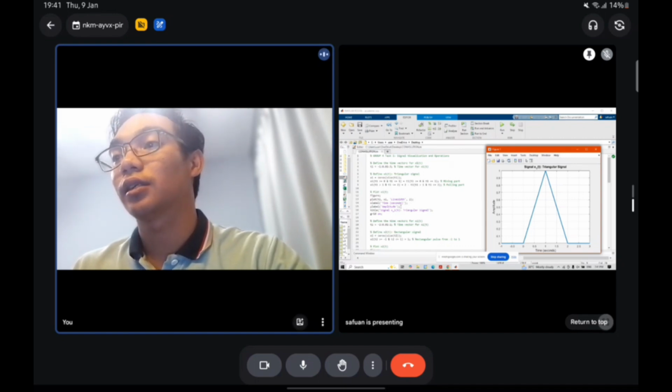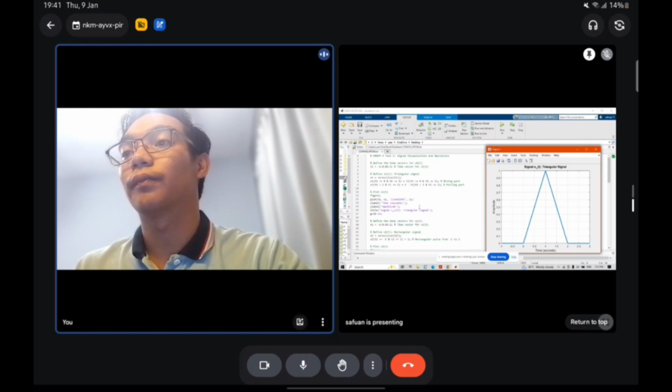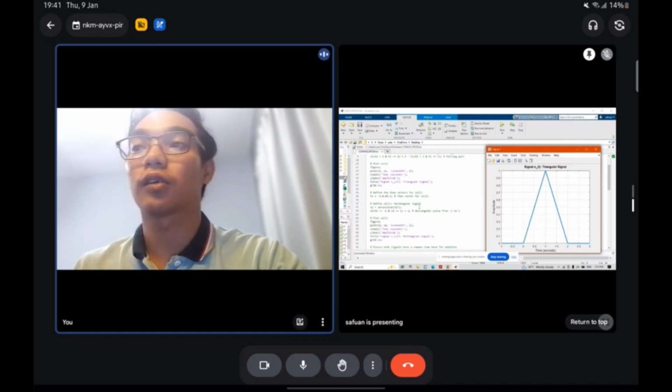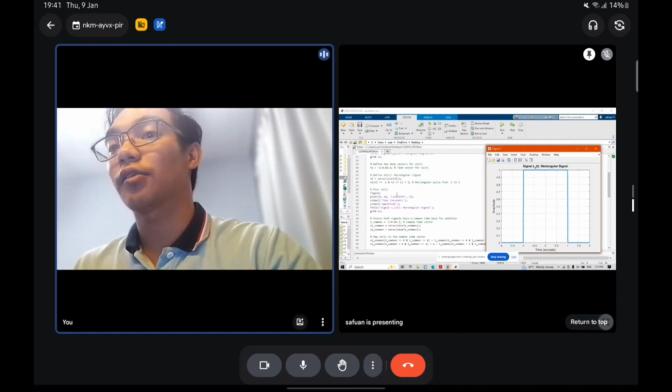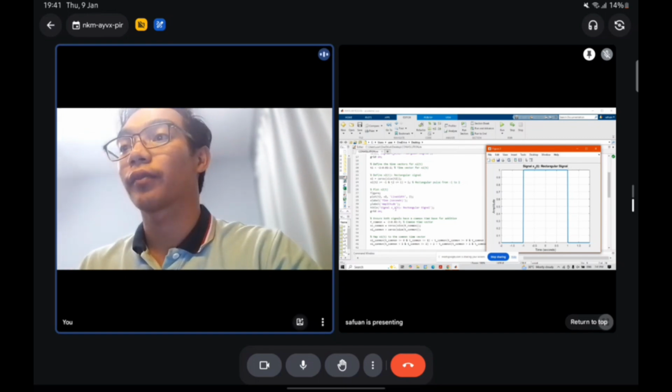I state the x label and y label. Also, the title of the graph is a triangular signal. For S2, it is a rectangular signal. The rectangular signal starts from negative 1 until 1 here, and the amplitude is 1 also.